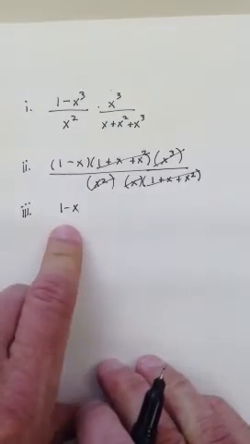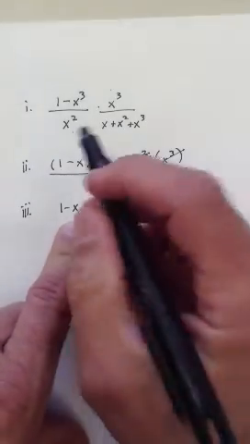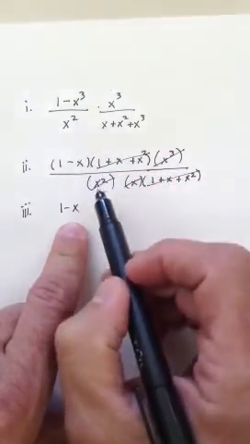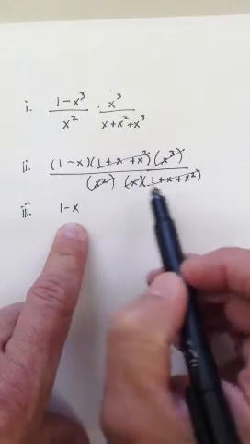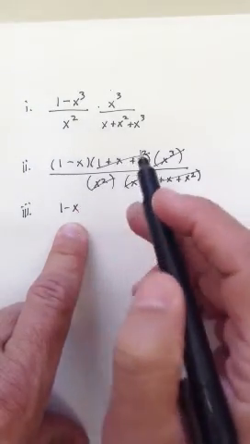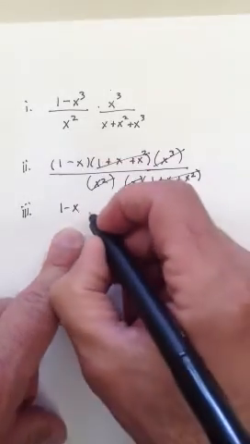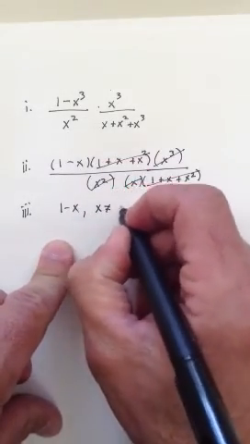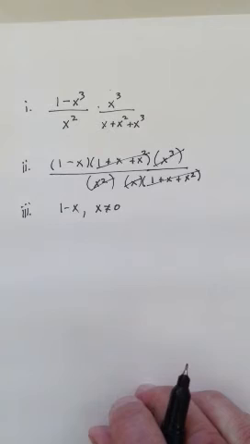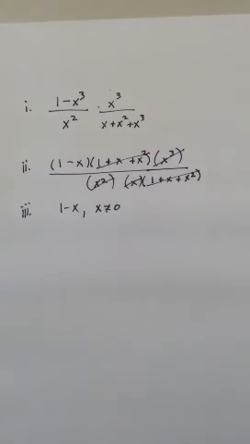Now, are there any restrictions here? Yes. What number would make these denominators equal to 0? The only thing that x cannot equal is 0. Okay, so I hope that was helpful to you. Look at these as many times as you need to.